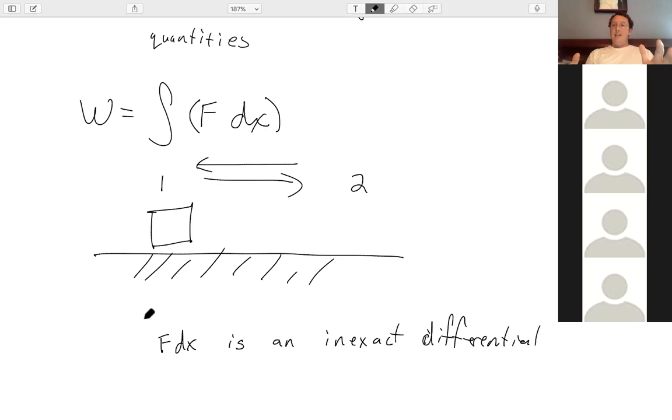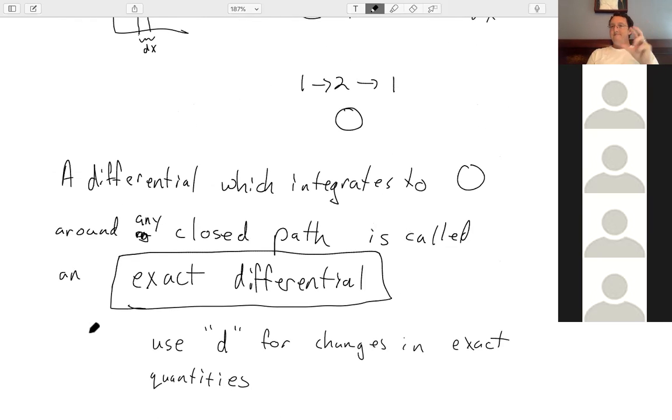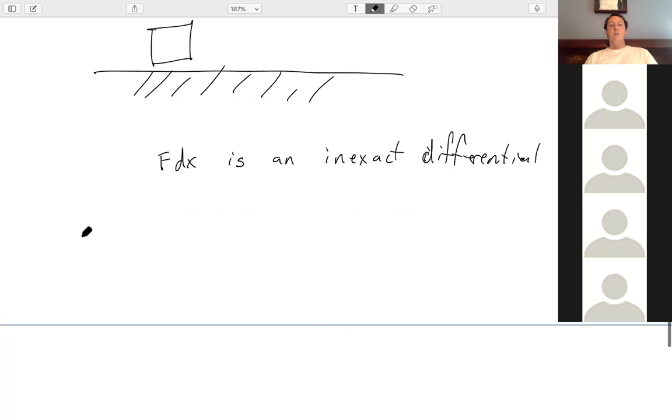So because of that, we want to talk about baby steps. We want to talk about little changes in kinetic energy, little changes in internal energy, little amounts of work, little amounts of heat, and we need some way to indicate that it's different. So for inexact quantities, we will introduce an inexact differential. And I'm going to use what the book does, and it's a common definition. I'm going to use a delta instead of a D.